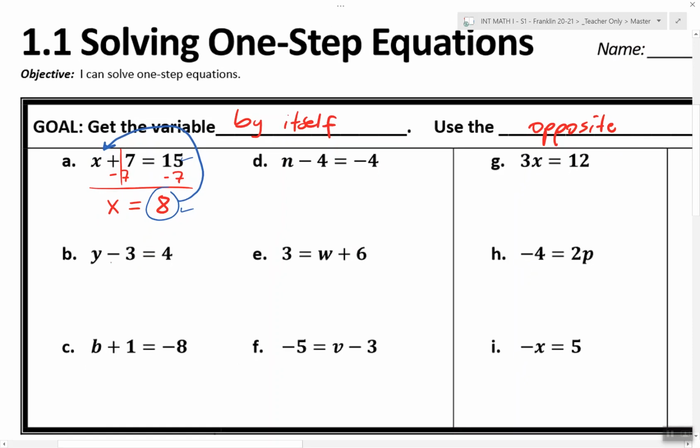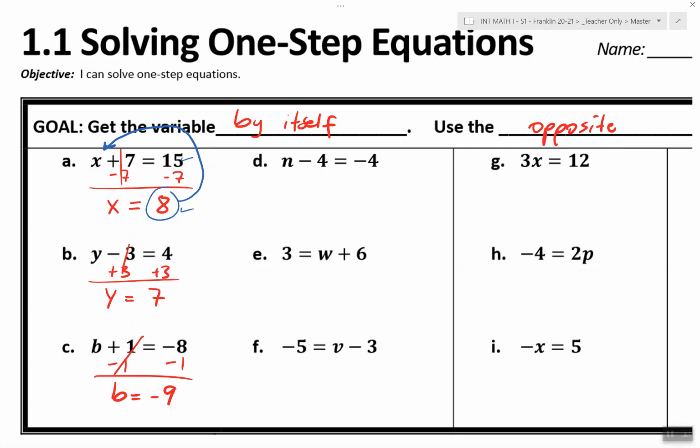It says y minus 3 equals 4, so we're going to add 3 to both sides of the equation because that's the opposite operation. So y equals 4 plus 3, that's 7. Moving on. Example C, b plus 1 equals negative 8. Plus 1 is what's happening. We're going to subtract 1 from both sides. So b equals negative 9. Be careful there. Negative 8 minus 1 is negative 9.